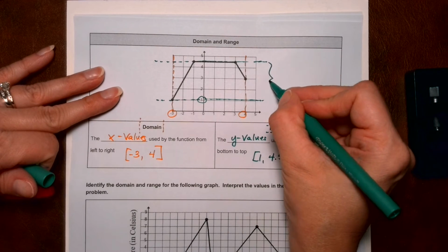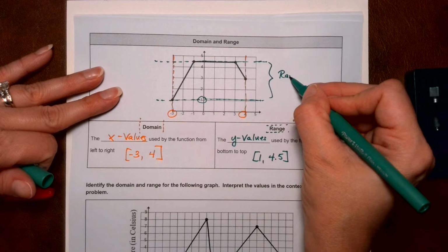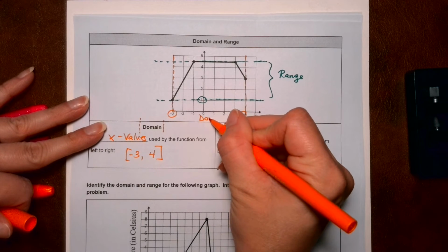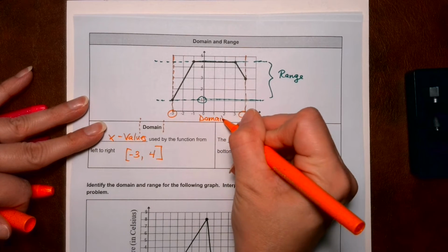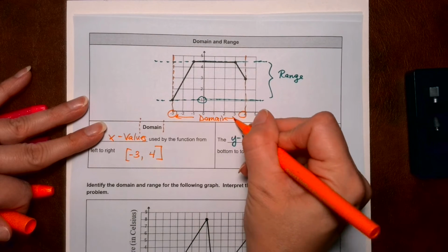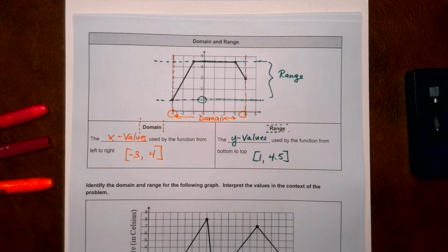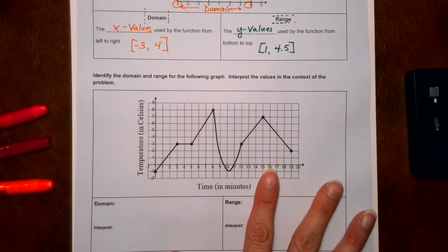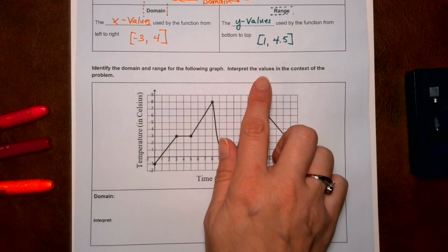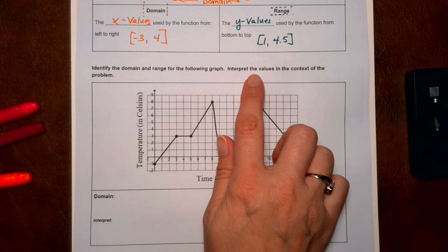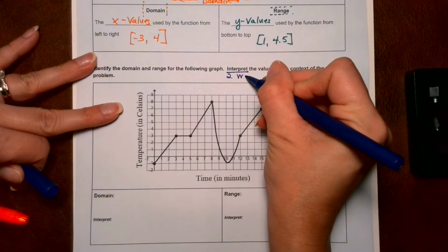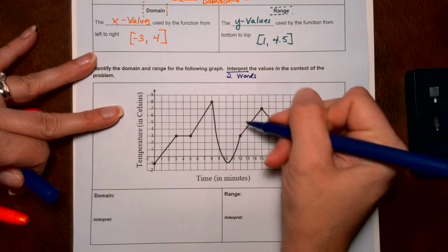Okay, so here's where you look for range. And when you're doing domain, this is where you look down here. Domain looks left and right. Let's identify the domain and the range, and we'll have to interpret. So remember, interpret means using the two words from the story.